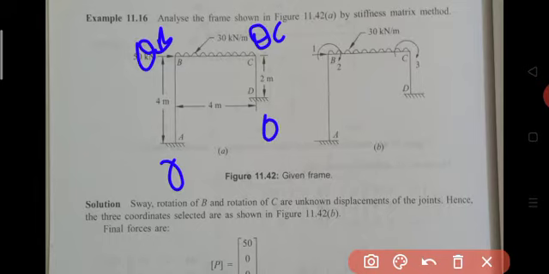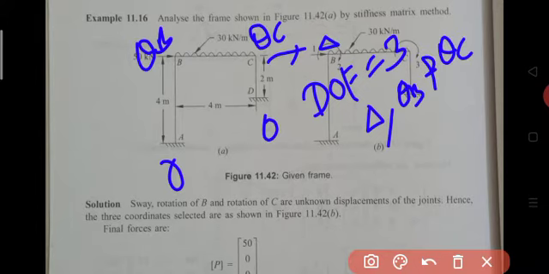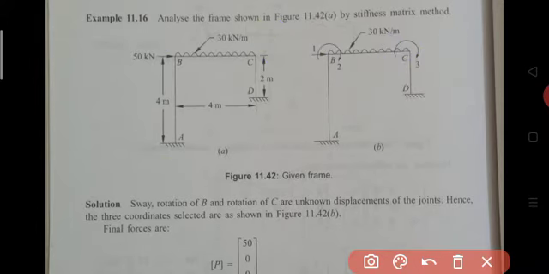I already said it is a sway frame. Sway frame means it permits a lateral displacement at the floor level or beam level. Therefore you get one sway displacement delta at the beam level, B and C level. So the degree of freedom, or kinematic indeterminacy, is equal to 3: the sway, theta B and theta C. This is our first step. We completed our first step.